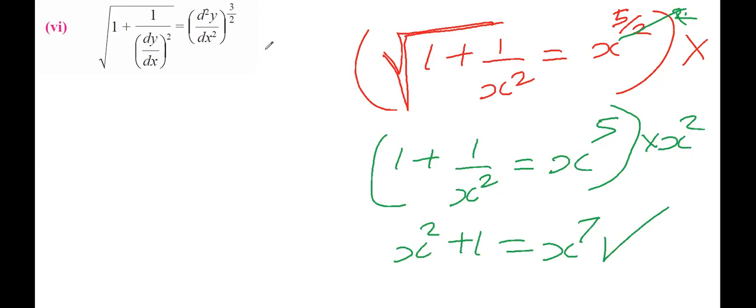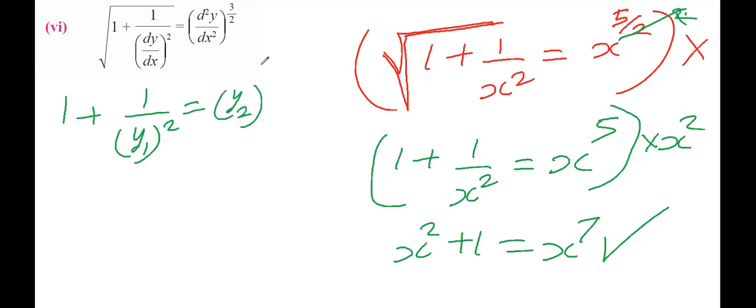Same thing you need to do here. You will square on both sides. When you do square on both sides, you will get 1 upon y1, where y1 is the first-order derivative, is equal to y2 whole to the power of 3 by 2 into 2, because I did squaring. So this 2 and 2 will get cancelled, and finally I will get here y2 the whole cube. So I am writing cube only.